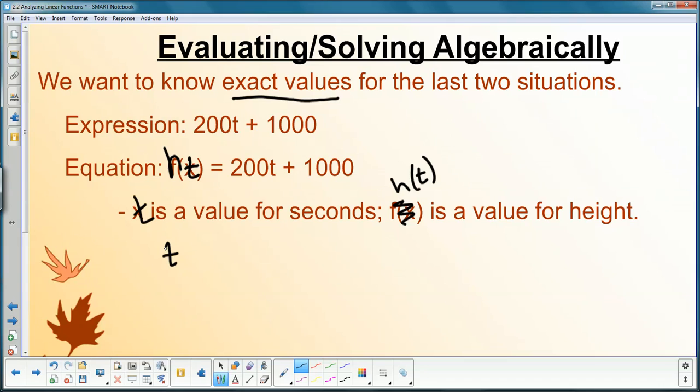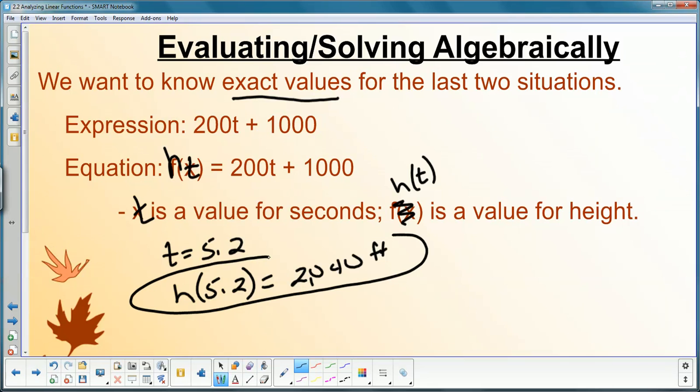So if I tell you that t is 5.2, then in order to find my height, I'm just looking for h of 5.2, which means I can plug in 200 times 5.2 plus 1,000. And if I plug that into a calculator, I would get 2,040. So you see, both those other approximations were close, but they were not exact.